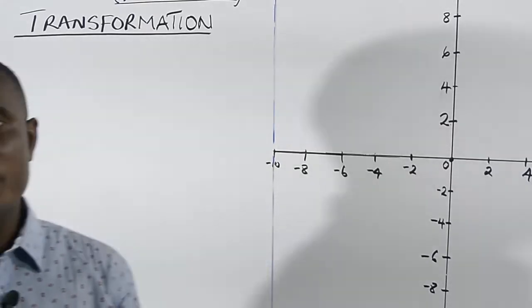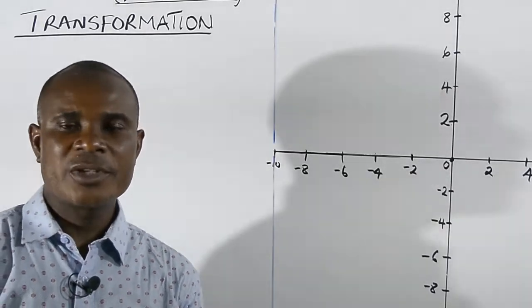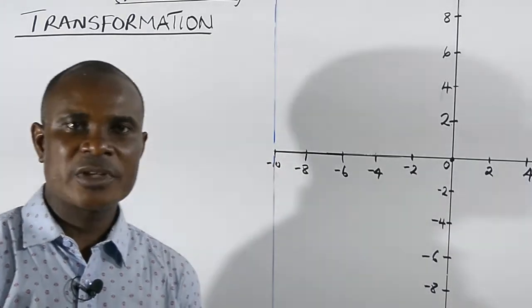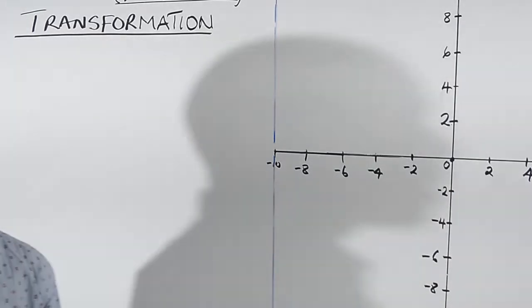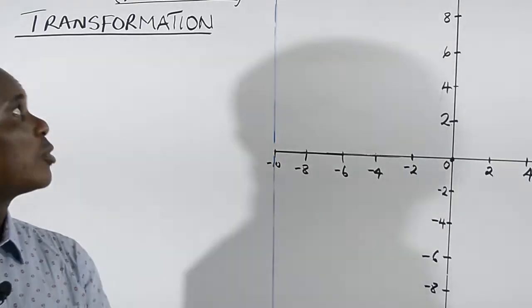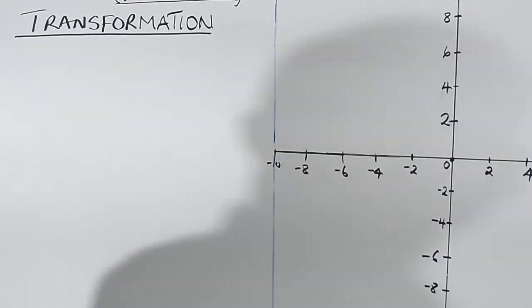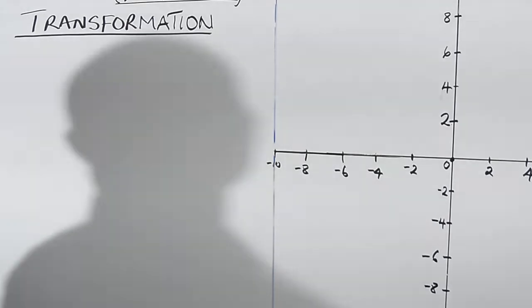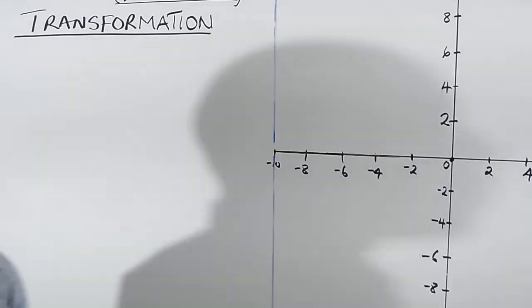Remember where we came from? We came from magnitude of the vector. We found the direction, the midpoint of the vector, and we are able to look at the position vector. Now we want to look at how the vectors can be transformed. And now the topic is transformation, vectors and transformation. So what is transformation?